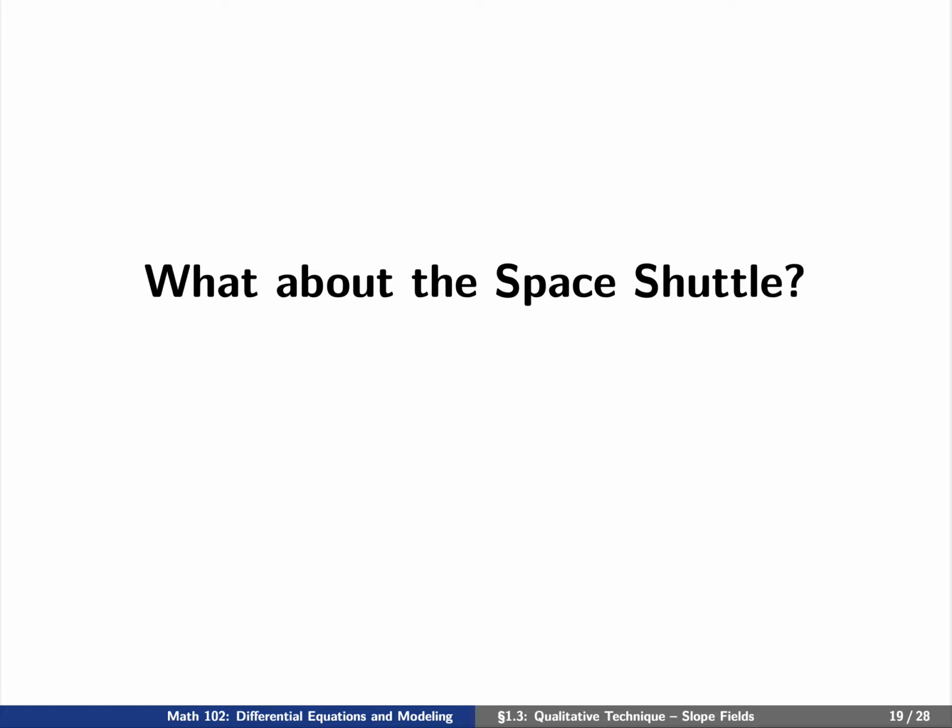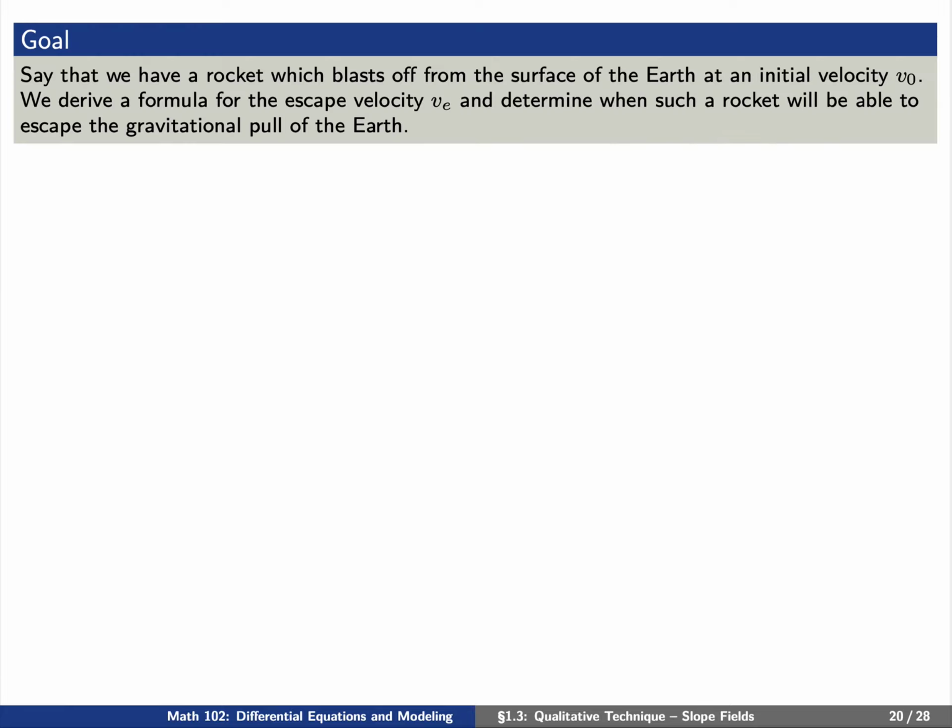Now let's go back to our motivating question that began today's lesson. What about the space shuttle? Here's our goal. Say that we have a rocket that blasts off from the surface of the Earth with an initial velocity v0. We'll derive a formula for the escape velocity and then use this to determine when such a rocket will be able to escape the gravitational pull of the Earth.